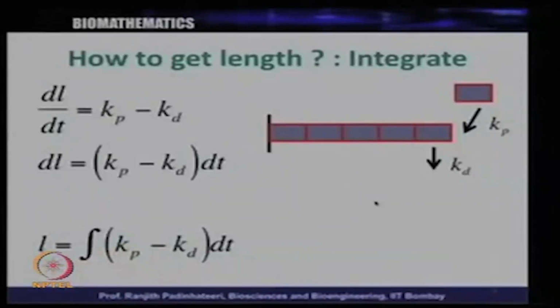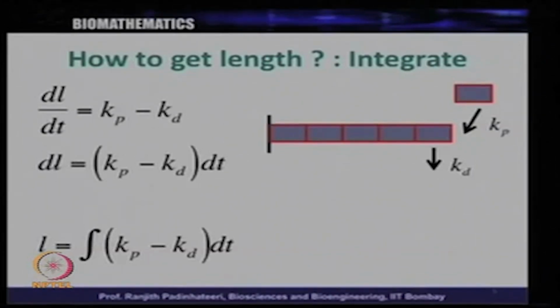So, this is what is depicted in the next slide. So, how to get the length? The answer is integrate. Now, what do you mean by integrate? So, have a look at here. We know that dl by dt is Kp minus Kd. So, we can immediately write dl is equal to (Kp minus Kd) into dt.